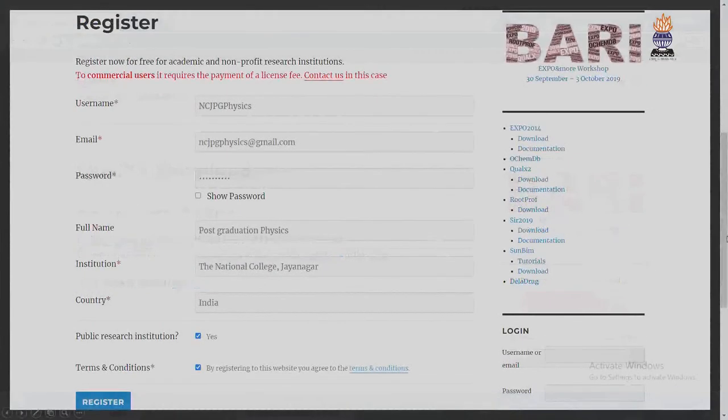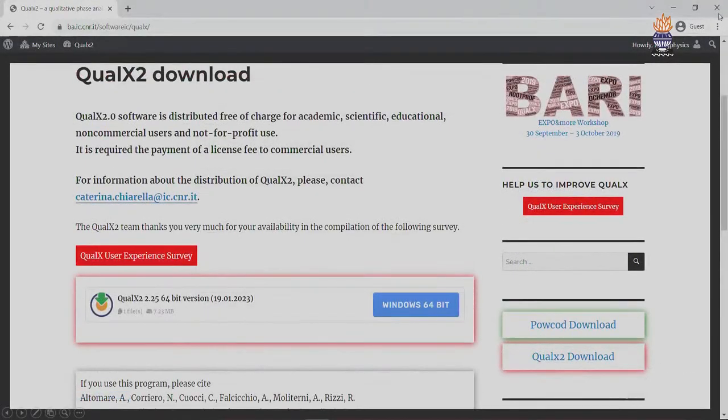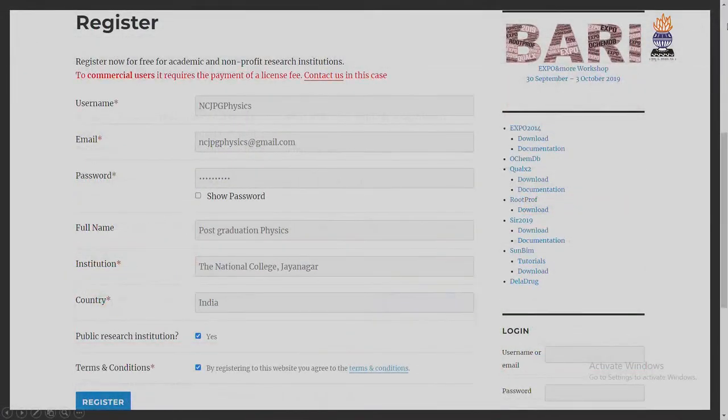This is the software we are using. You have to enter the username, password and everything else. The important thing is that we are an institution. You can use your personal account also, but you are using it for a public research institution, the institution where you are working, or doing your masters, PhD or UG, and you can install it there.